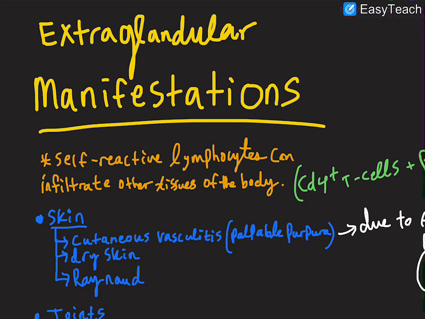Okay, let's talk about another main thing: this disease doesn't only affect your salivary glands and lacrimal glands. It can affect other body systems. That's why we have extraglandular manifestations, manifestations outside your normal glands. Remember, this is due to self-reactive CD4 T cells infiltrating your glands and attacking them, causing them to fibrose and leading to dry eyes and dry mouth. But these self-reactive T cells can also infiltrate other tissues of the body, hence extraglandular manifestations.